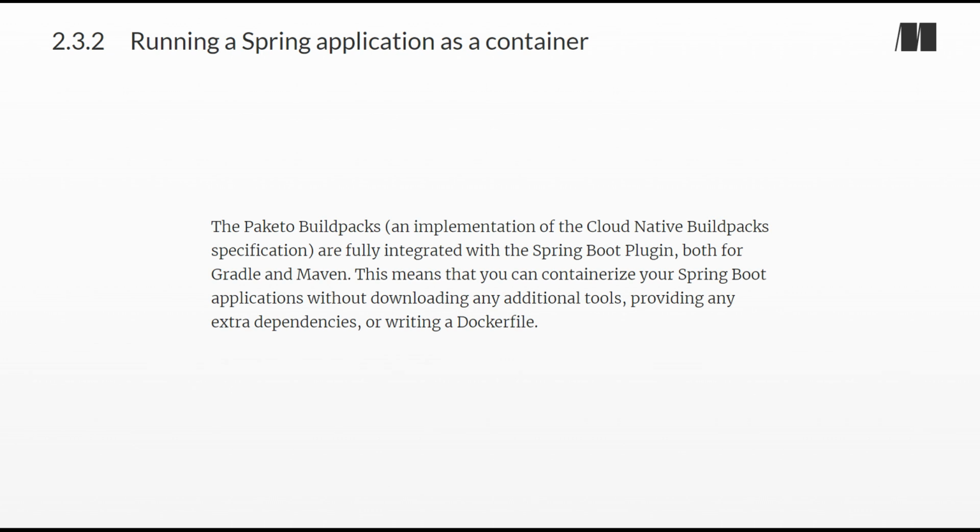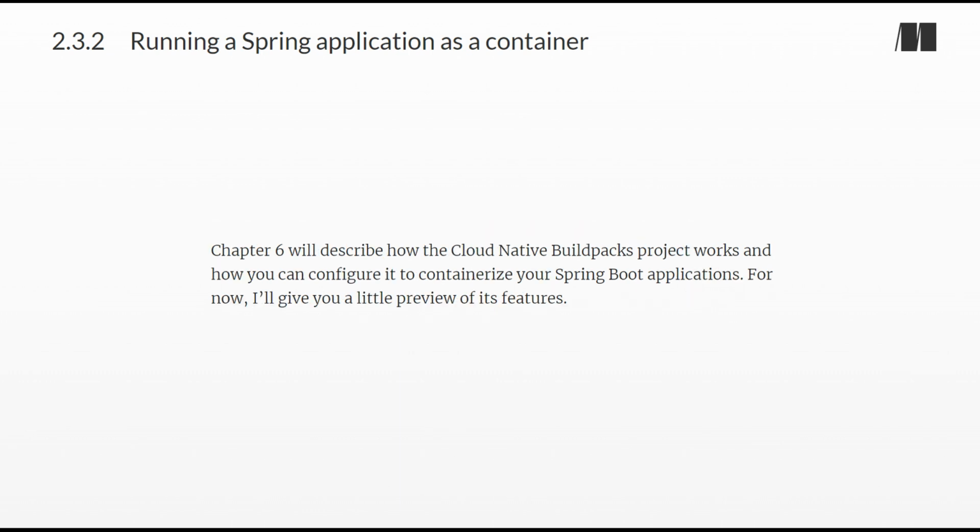This means that you can containerize your Spring Boot applications without downloading any additional tools, providing any extra dependencies, or writing a Dockerfile. Chapter 6 will describe how the Cloud Native Buildpacks project works and how you can configure it to containerize your Spring Boot applications. For now, I'll give you a little preview of its features. Open a terminal window, navigate to the root folder of your Catalog Service project, and run the bootBuildImage Gradle task. That's all you need to do to package your application as a container image, using Cloud Native Buildpacks under the hood.